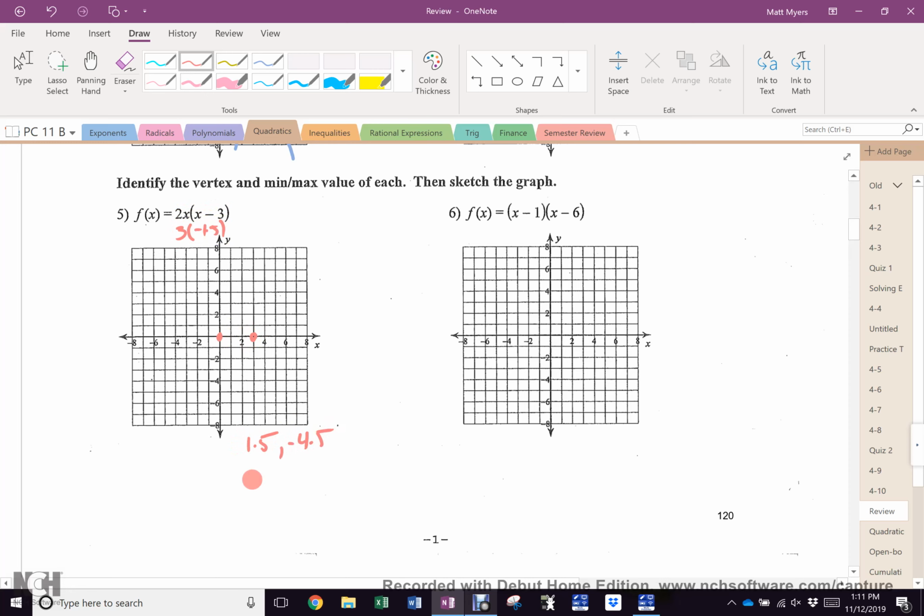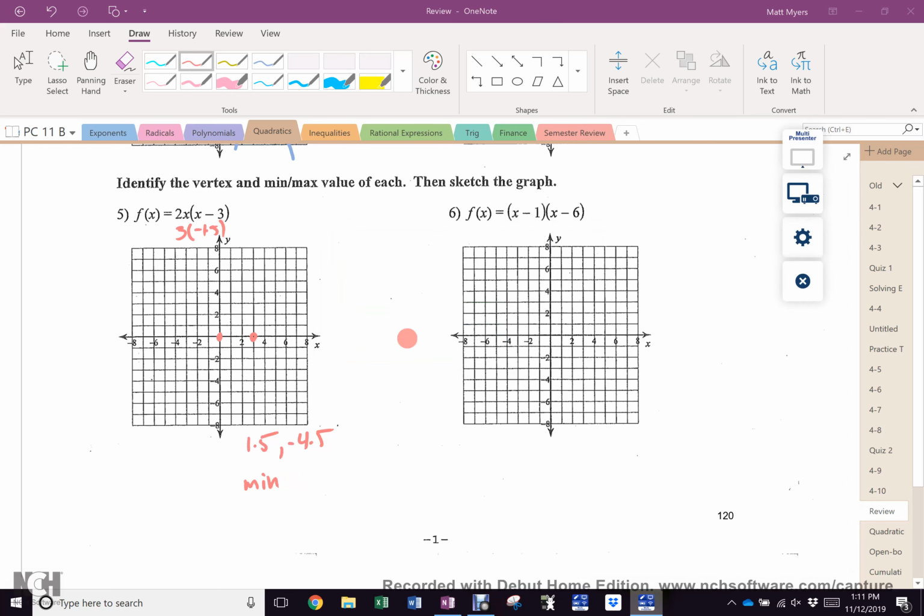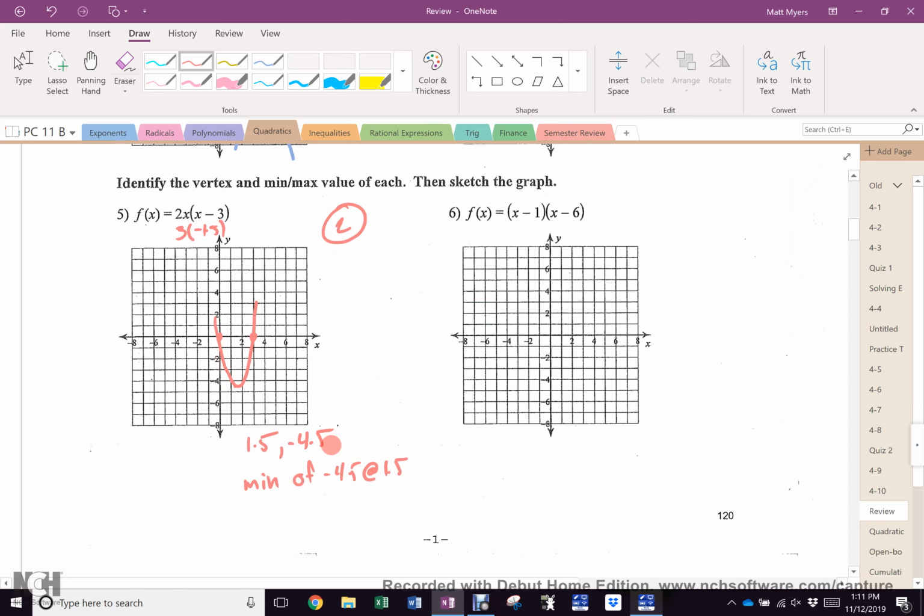That is the vertex. It is a minimum. It is a minimum of negative 4.5 at 1.5. And the graph looks like this. Boom. 2 marks there because you had to be able to graph it and understand all this terminology.